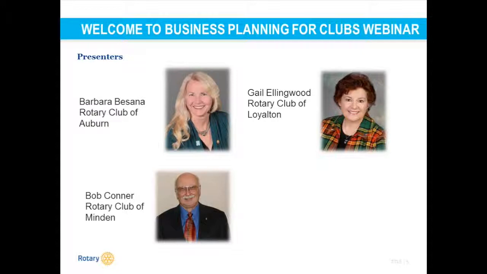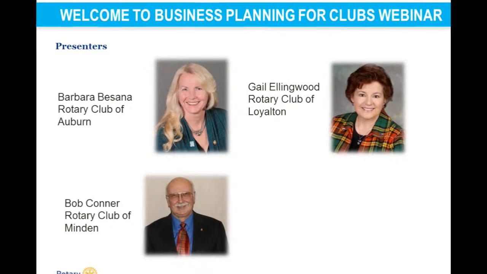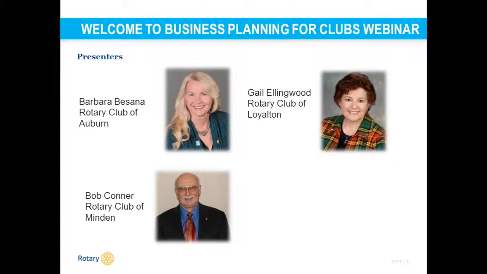Hi. And then also joining us tonight as a presenter from the Rotary Club of Loyalton is District Governor-elect Gail Virus Ellingwood. We have a wealth of knowledge and experience with these three presenters, and among other Rotary responsibilities, all three of them have been assistant governor, and in fact Bob continues to serve as an AG. So thank you, the three of you. We're so pleased to have each of you with us tonight to share this exciting new program.